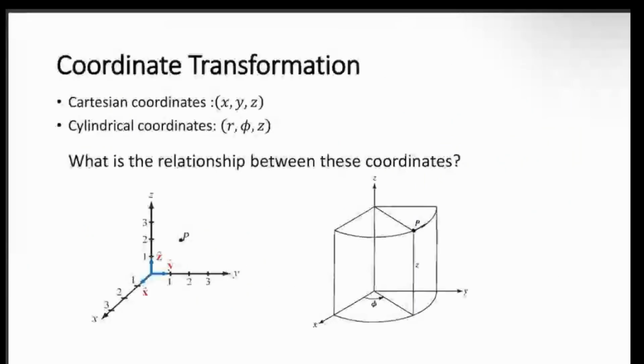Okay, next is coordinate transformation. So we have Cartesian and also cylindrical. We can transform the coordinate from Cartesian to cylindrical, or cylindrical to Cartesian. This is how we specify the coordinate of point P, showing the relationship between them: X, Y, Z.